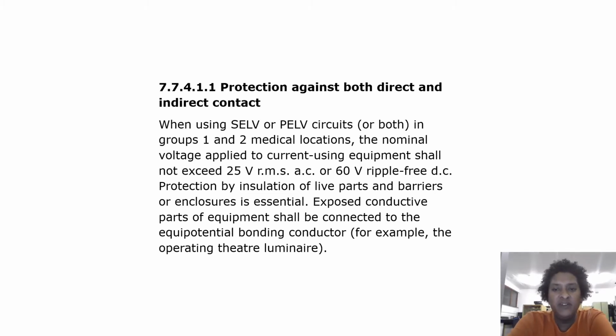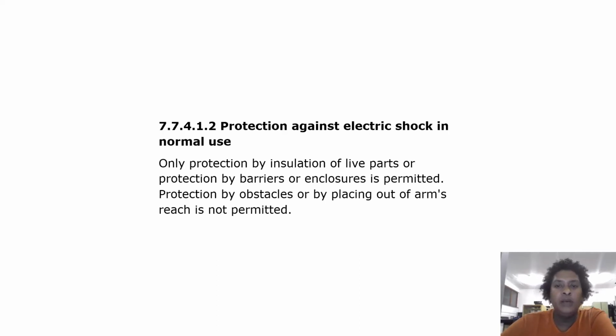Protection by insulation of live parts and barriers or enclosures is essential. Exposed conductive parts of equipment shall be connected to the equipotential bonding conductor, for example, the operating theatre luminaire. Protection against electric shock in normal use. Only protection by insulation of live parts or protection by barriers or enclosures is permitted. Protection by obstacles or by placing out of arm's reach is not permitted.